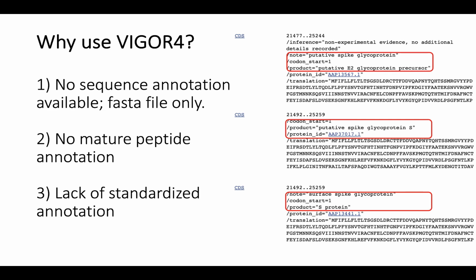And finally, while a genome might be thoroughly annotated, the naming schema between multiple records might differ, depending on the annotation software used. For example, you can see in these three genomes the same protein product has been labeled three different ways: putative E2 glycoprotein, putative spike glycoprotein, and S protein. This can make parsing through the data for comparative studies confusing and tedious.